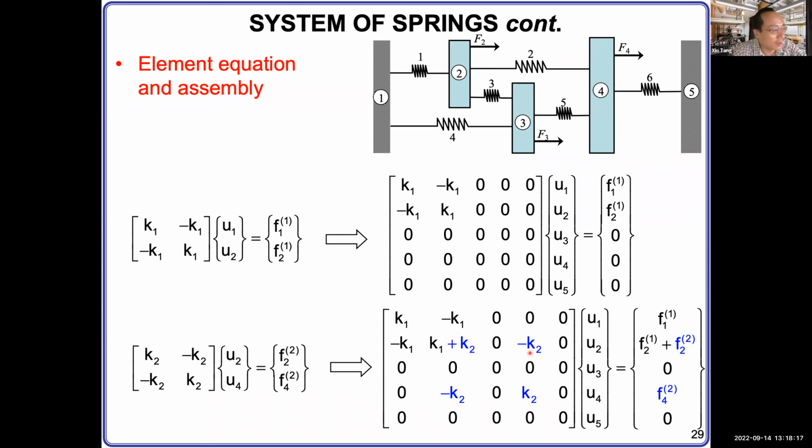This blue one, element number 2, will be in column 2, column 4, row 2, row 4. Then you have an additional force added because displacements are shared by the node. Every node has only one displacement, but it can have multiple sources of force. Some of the force comes from the connected springs, and some comes from the externally applied force, right?